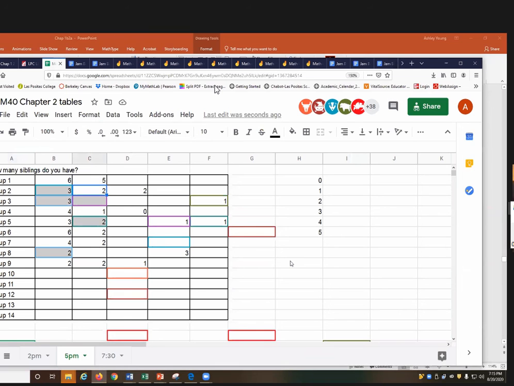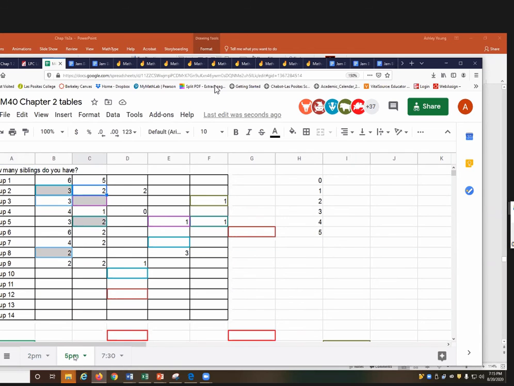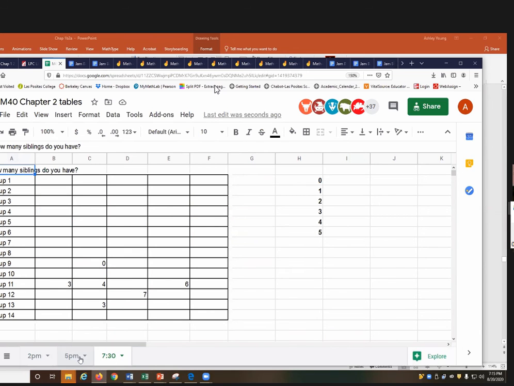How do I know it's the 5 p.m. one? Because on the bottom it says 5 p.m. There's a 2 p.m. which is over here. There's 5 p.m. which is over there. Okay. Oh, 7:30 is over here. Oh, a lot of 7:30s. What's going on? Oh, that might be me. I might have done that.